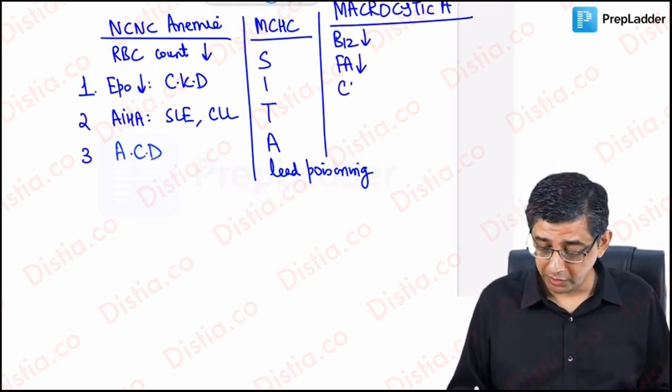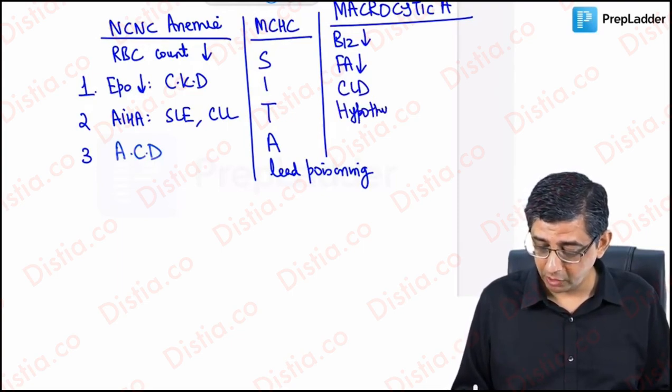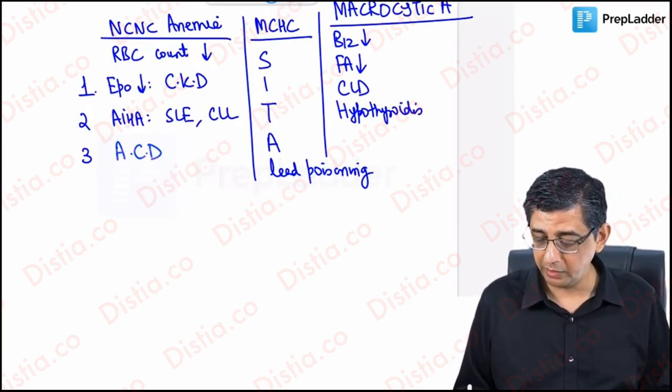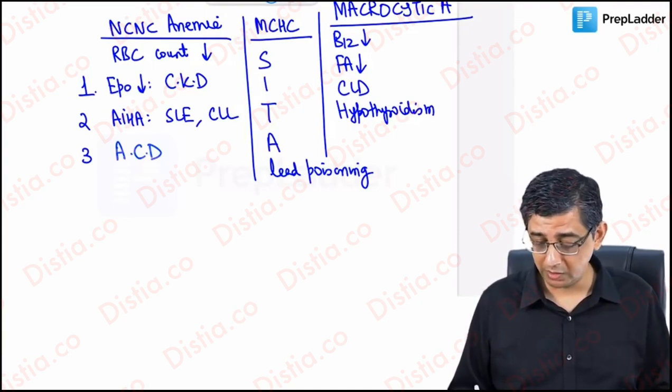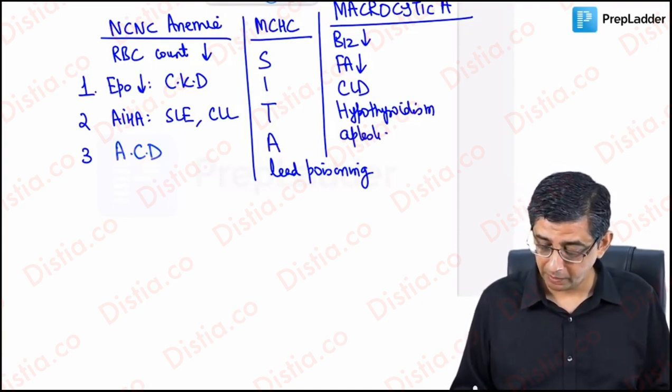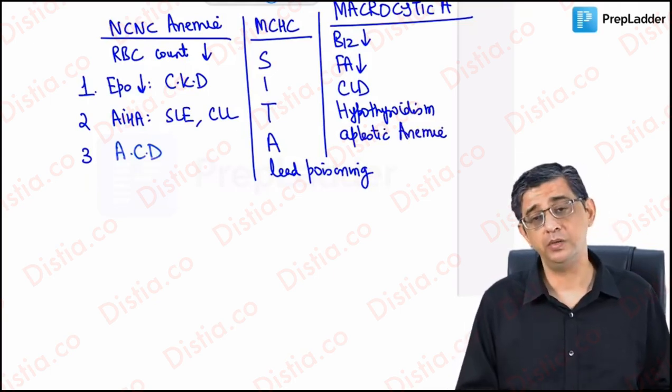Causes beyond this that you need to remember are chronic liver disease. When I've discussed the thyroid topic, I have highlighted hypothyroidism having macrocytic anemia. And these are two important ones, and then aplastic anemia. Causes of vitamin B12 deficiency themselves can be incorporated in the question.